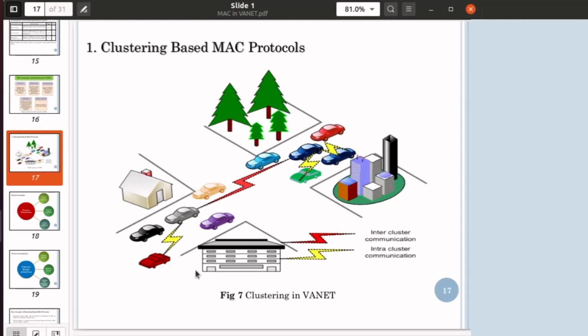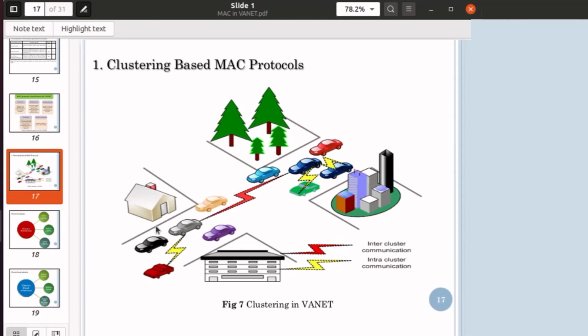Okay, so suppose this is a cluster. You cannot see my cursor, I think, so no problem in that. Okay, so suppose these 5 vehicles, and you can see 2 groups of 5 vehicles, you can assume any group. The middle vehicle in both the groups is the cluster head of that particular cluster.